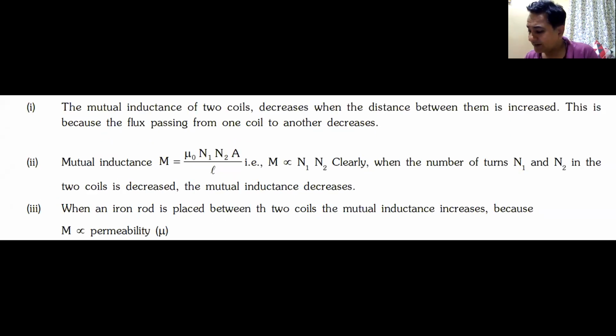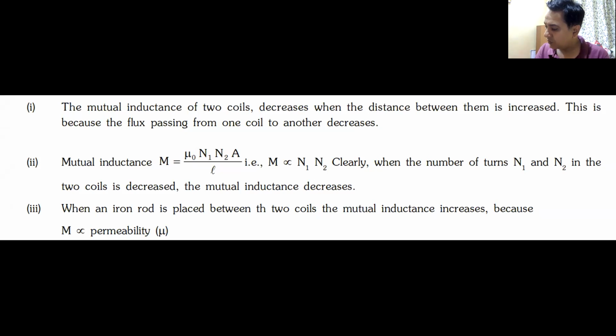First one decreases, correct. Second one also decreases, correct. The only problem was the third one. When an iron rod is placed between the coils, the permeability of the medium increases. Iron rod is magnetic in nature, and therefore the mutual inductance will increase. Do we understand this? Yes, sir.